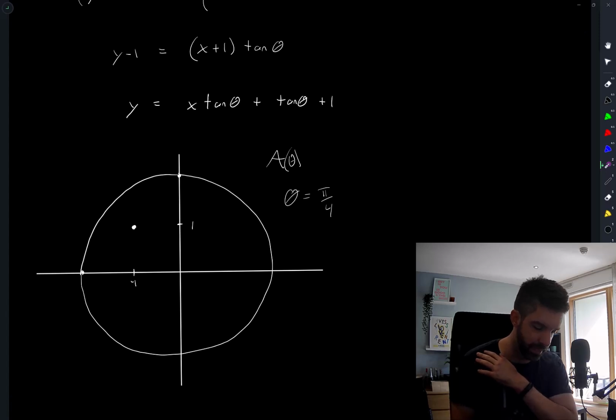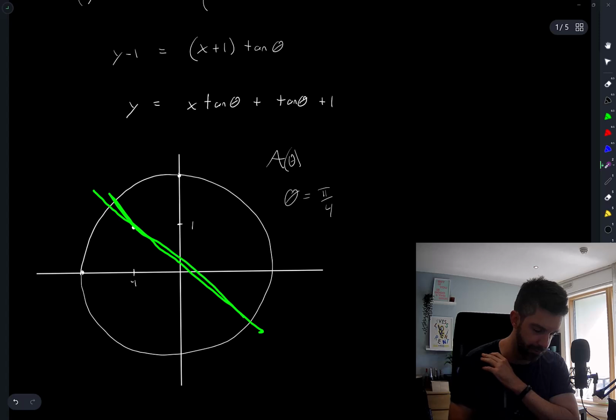And as I keep rotating around, when theta is equal to pi over 2, that's when we have the vertical line, like I said, x is equal to negative 1. Now there may be local minimums or maximums, which won't really count, right? When the line divides the circle in half, then A of theta is going to reach a local minimum, in fact.